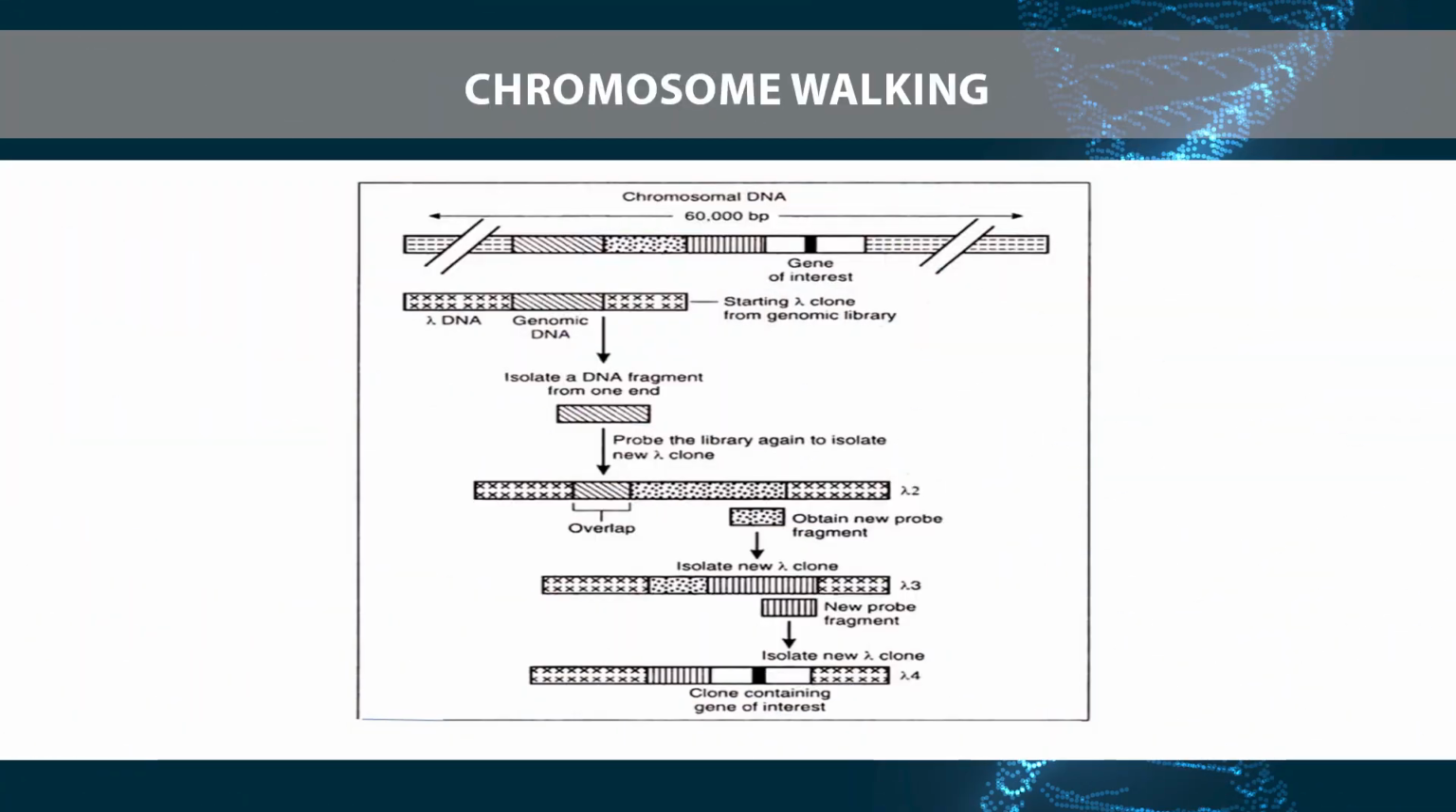The next technique is chromosome walking. Chromosome walking is where overlapping fragments of a particular chromosome are utilized and isolated for a gene of interest, which may be present upstream and downstream from the original DNA fragment.